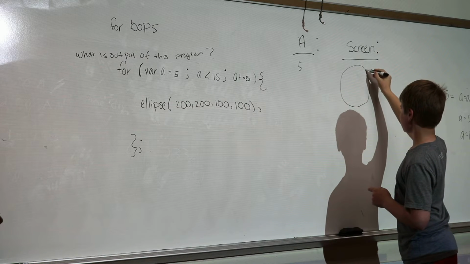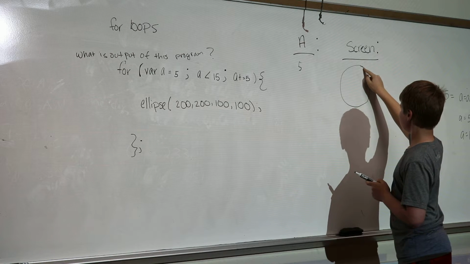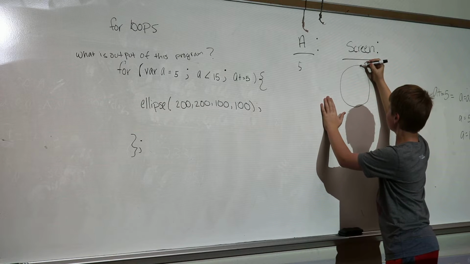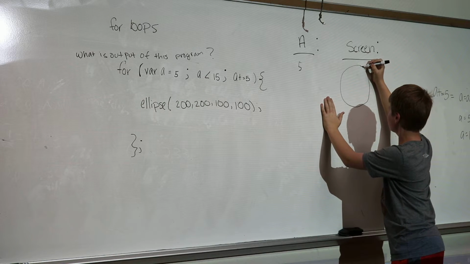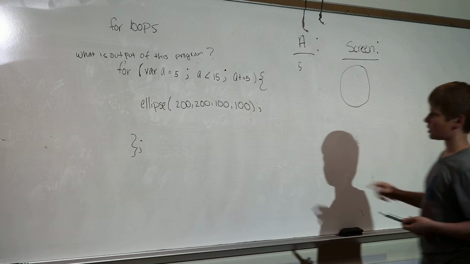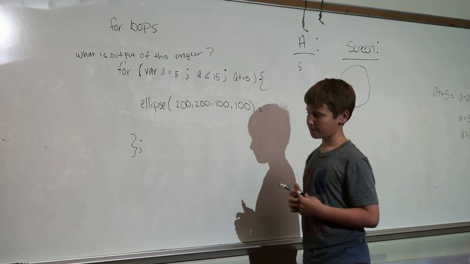It's a circle. Great. So that's good. What are we drawing? A circle. Why are we drawing a circle? But more importantly, the parameters are what? Because they're the same. The width and the height are the same. Good.